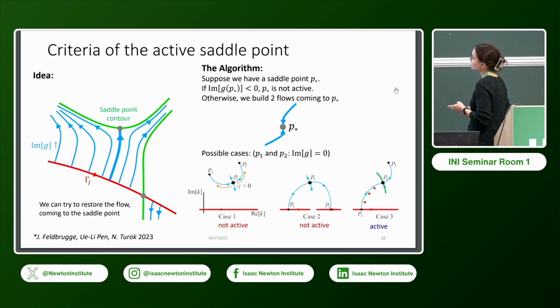The second case is when the flows, we call these blue lines flows, both go to the initial contour, and this is also bad. This means that the point is not active. And the last case is when one of the flows goes to the initial contour and one of them does not go there. This means that this point is active.